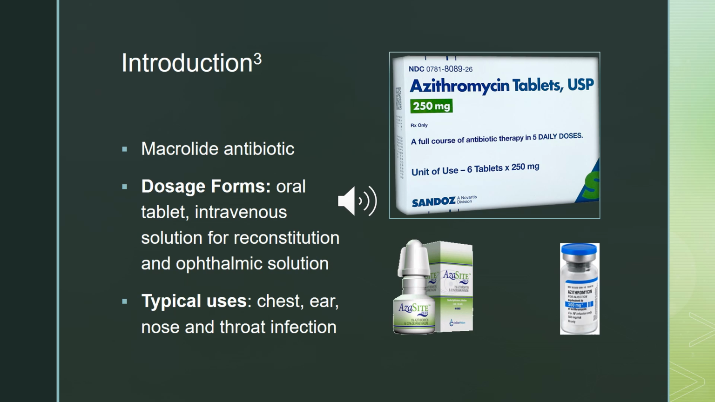Its typical uses include infections in the chest, such as pneumonia, and then ear, nose, and throat infections as well. And this also includes sinus infections. And here on this slide, we have images of the three different formulations. We have the tablets up at the top, and then in the bottom left, we have the ophthalmic solutions. And to the right of that, we have the vial that's going to be used for reconstitution for intravenous route.